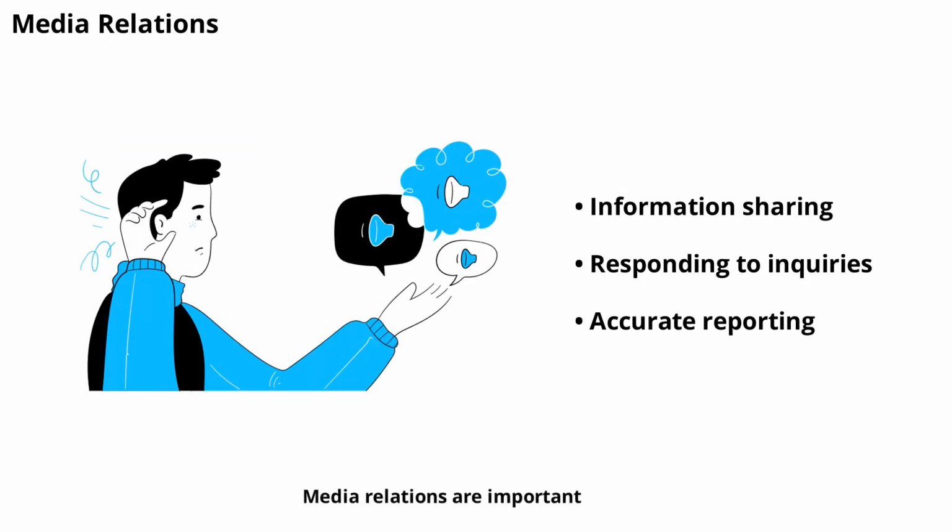Media relations are important for government communication and accountability. Governments provide information to journalists and respond to inquiries. Maintaining open, honest relationships with the media helps ensure accurate reporting and public understanding of government actions.